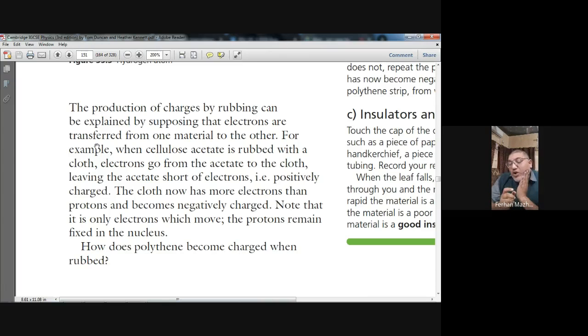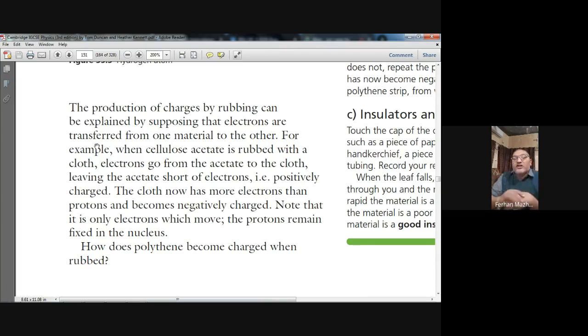So in the case of the polythene rod, what happens when you rub it with the cloth? The electrons from the cloth are transferred to the polythene rod. Because the electrons are transferred from the cloth to the polythene rod, the rod will become negative and the cloth will become positive, because the cloth has lost electrons.